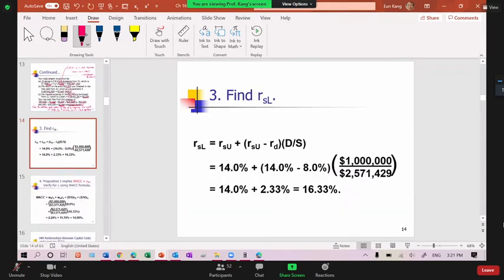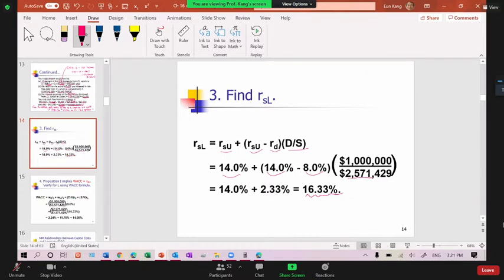And then what happens to RSL? RSL is just the formula we have seen in chapter 15. RSL is RSU plus (RSU minus RD) times D over S, right? Then 14% is given. RD is also given. And D is 1 million, right? And S is the total value of the firm minus 1 million, that's 2.57 million. Then you get 16.33%.